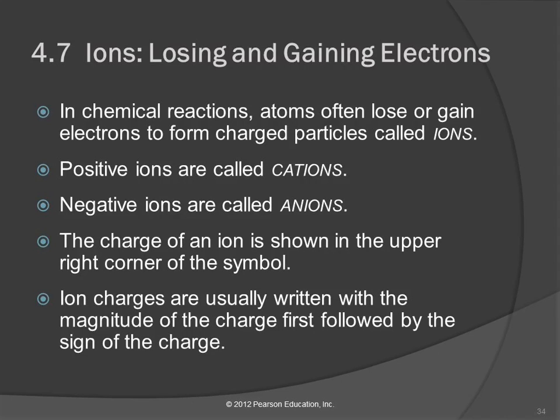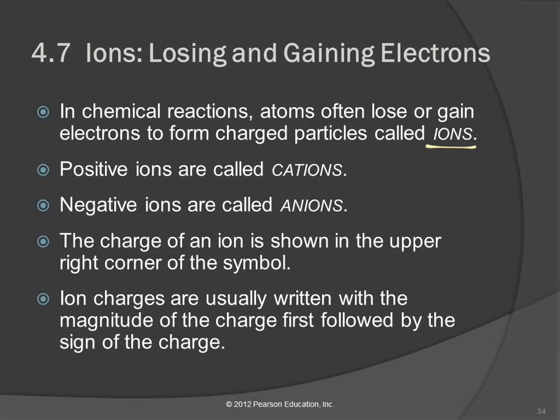So in chemical reactions, atoms often lose or gain electrons. Remember we talked about the metals tend to lose electrons, nonmetals tend to gain electrons. When an atom loses or gains electrons, then the number of electrons and the number of protons doesn't match up anymore, and so the atom will have a charge on it. A charged atom is called an ion.